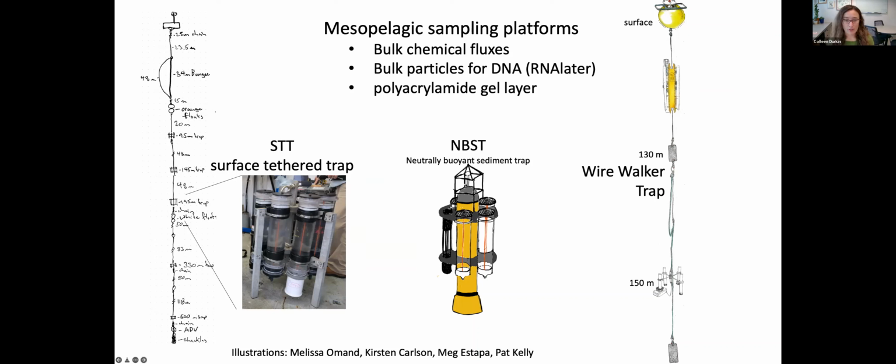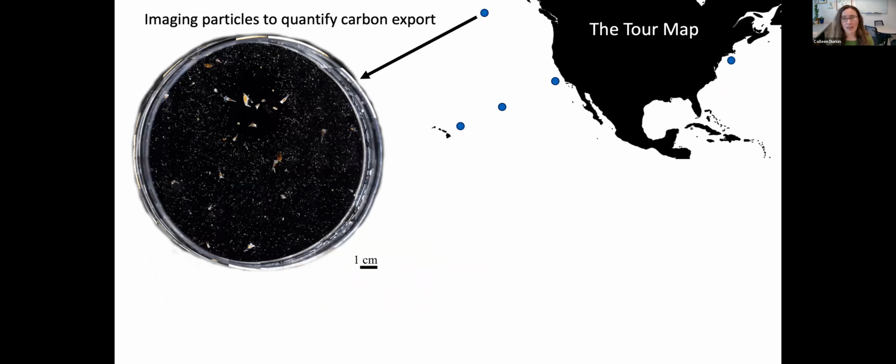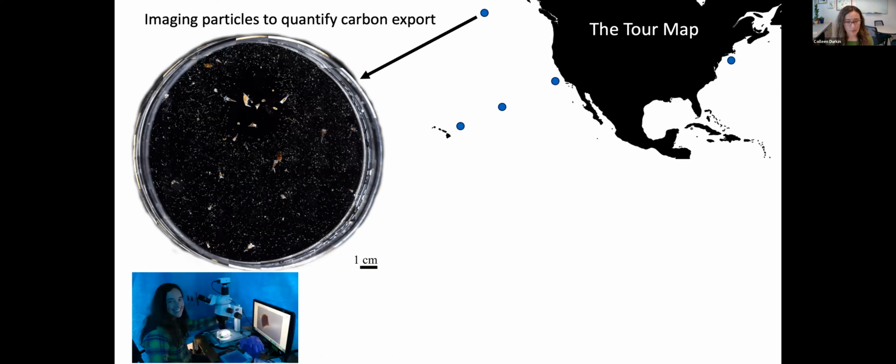All of those arrays also had a tube with a jar containing a polyacrylamide gel at the bottom so that we could capture individual sinking particles. And that's what this looks like. For example, at this location in the North Pacific, this is one of those jars. We're looking down at the jar, and you can see that the benefit of using these polyacrylamide gels is that when the particles settle into the gel, they mostly maintain their original size and shape, so we can really quantify them in the condition that they were sinking. After we recover the traps, I put them on the microscope and take a lot of images.